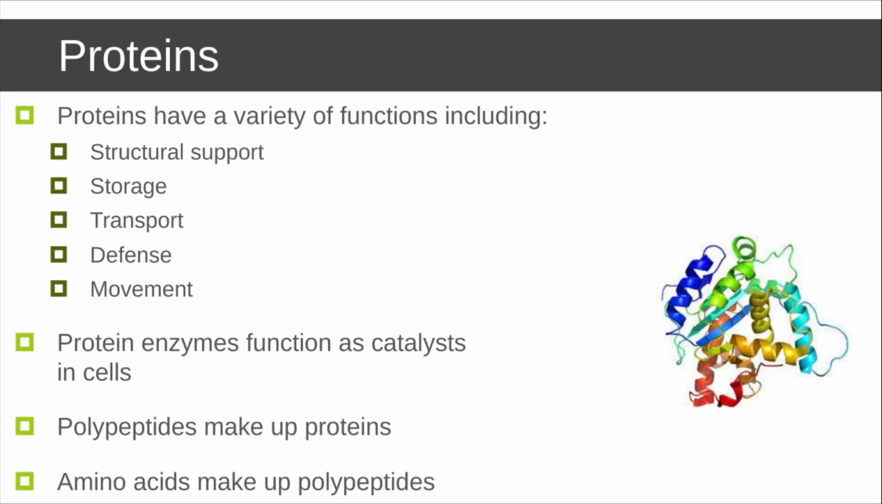Next, let's talk about proteins. Proteins have a variety of functions, including structural support, storage, transport, defense, and movement. Protein enzymes function as catalysts in cells, essentially speeding up the reactions in the cells. Amino acids, in the case of proteins, are the monomers, and they make up polypeptides. And those polypeptides make up proteins. And that's kind of how a protein looks, all folded up in that diagram.